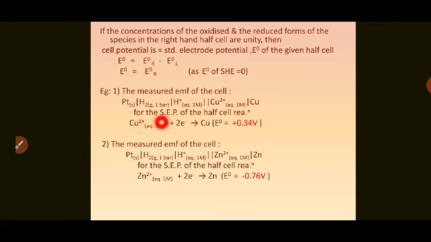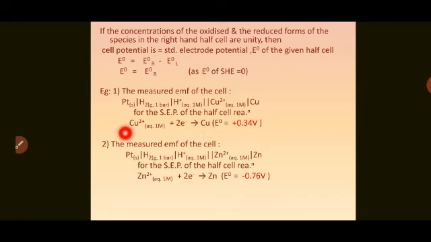So practically it is found that for this half cell, the reaction is Cu2 plus plus 2 electrons, that is copper accepts the 2 electrons, forming solid copper. Copper is deposited on the electrode. So it is observed that it has the potential value E naught equal to plus 0.34 volt.